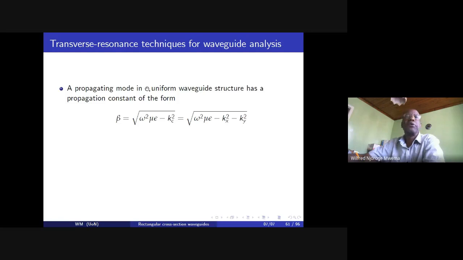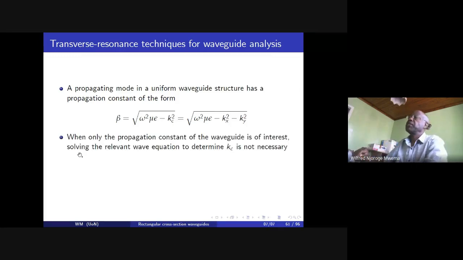So a propagating mode in a uniform waveguide structure has a propagation constant of the form beta equal to the square root of k squared minus kc squared. And if we replace this kc squared by its separation values, kx and ky, we'll have it as omega squared mu epsilon minus kx squared minus ky squared. So when only the propagation constant of the waveguide is of interest, solving the relevant wave equation to determine kc is not really necessary.